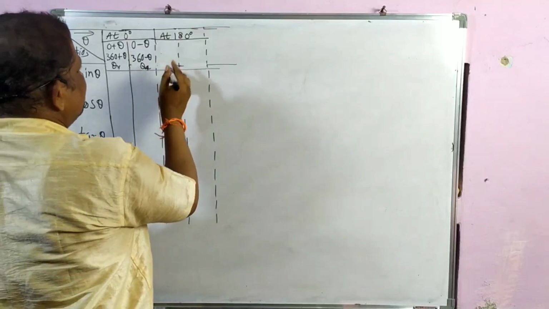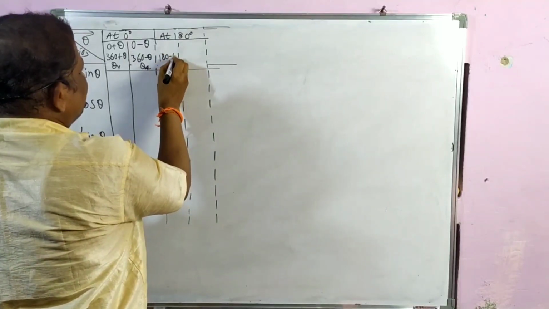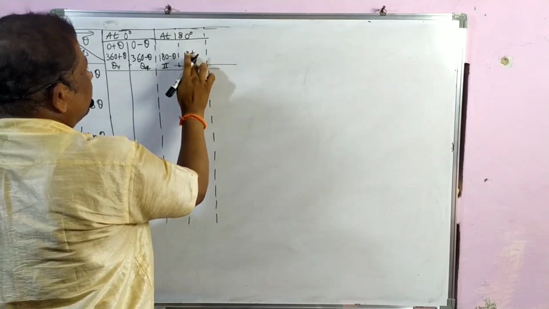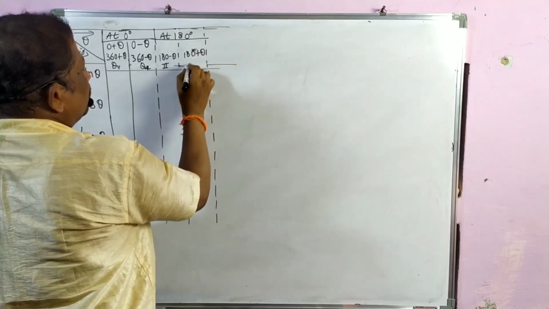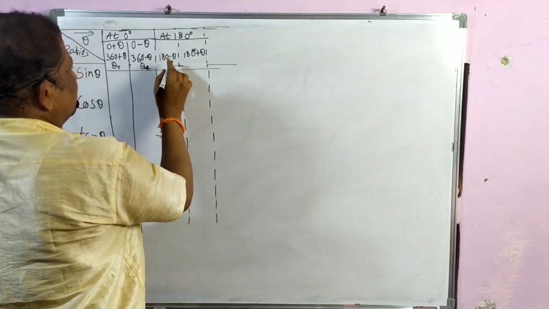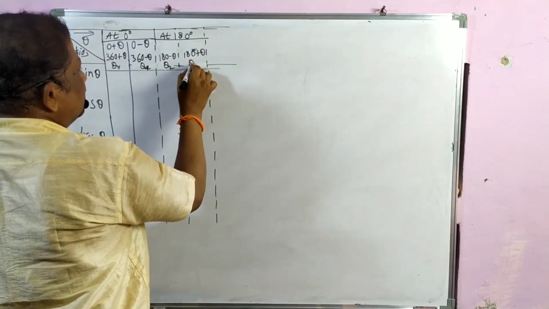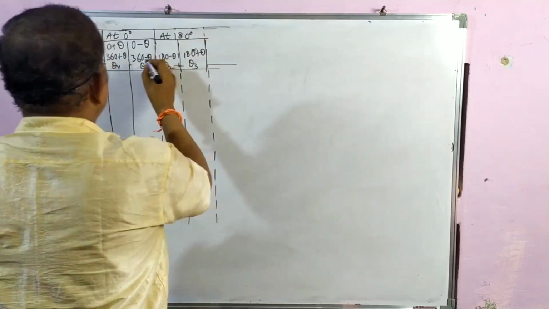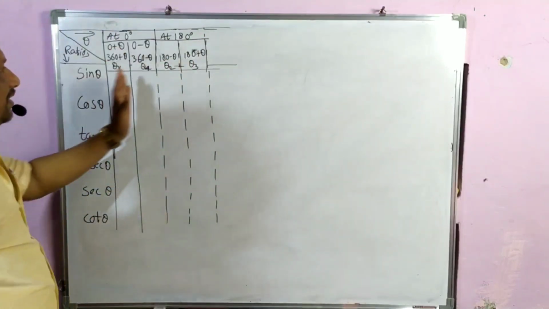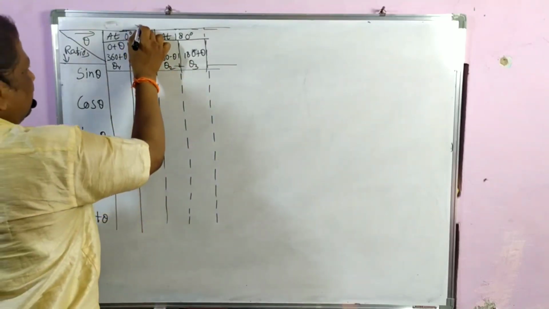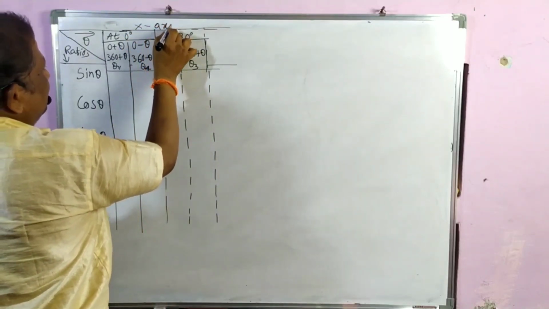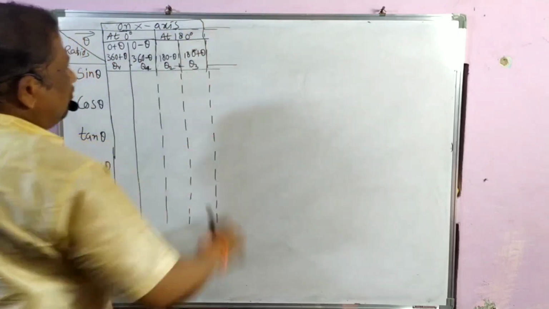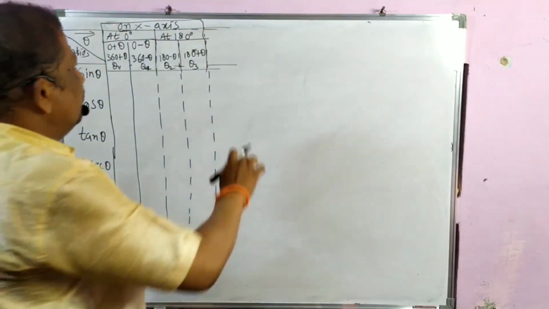Here 180 degrees. 180 minus theta is second quadrant. 180 plus theta is third quadrant. You should remember this one. So this is the total set of operations on x-axis. These operations are made on x-axis. Okay. Now we will consider y-axis operations.